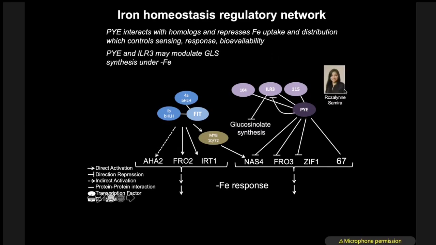I don't have time to go into this, but another former member of the NAB, Rosalind Samira, who's actually a postdoc at Texas Tech now, did some work on another Popeye homolog, ILR3, and actually found out it was involved in modulating glucose synthesis under iron deficiency. And so that kind of adds to the complexity of the network as well.